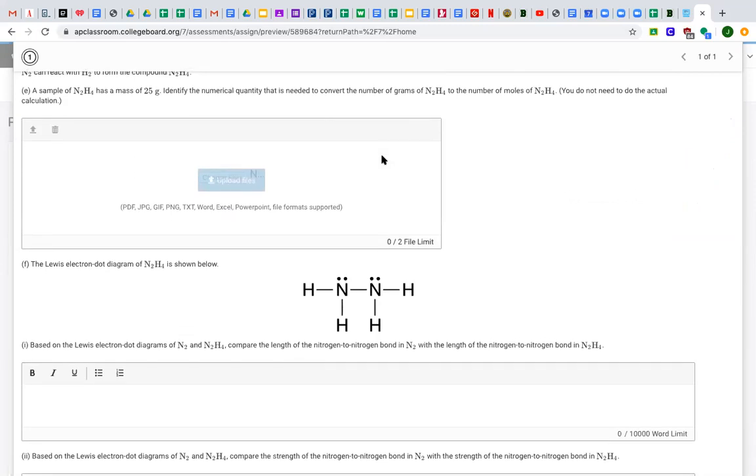A sample of N2H4 has a mass of 25 grams. Identify the numerical quantity that is needed to convert the number of grams of N2H4 to the number of moles of N2H4. You do not need to do the actual calculation. Okay. So you need to convert the number of grams to the number of moles. What do you need? Think through it. You can actually find that value.